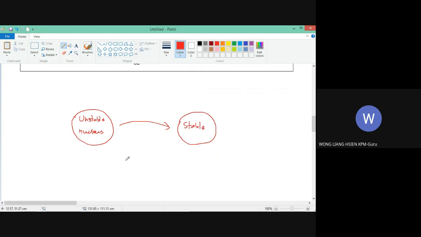So how to become more stable? It depends on the reason why the nucleus is unstable. Generally, there are two reasons why the nucleus is unstable. The first reason is too much mass. That means it is too big, too many protons and neutrons.